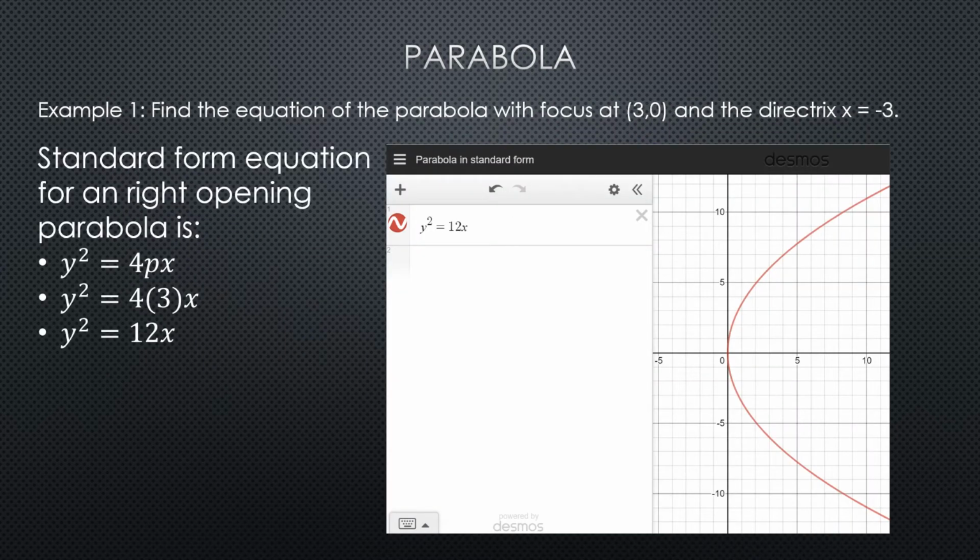So again, to finish up example 1, we know that the focus was at (3, 0), and the directrix was at x equals -3. We solve for p. p was a positive 3. That gives us our final equation, y squared equals 12x. And if we put that into Desmos, we can see the parabola.